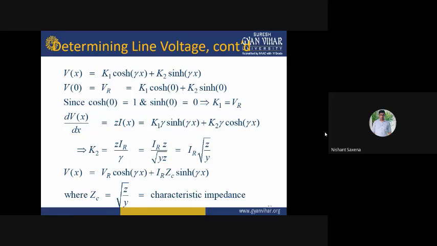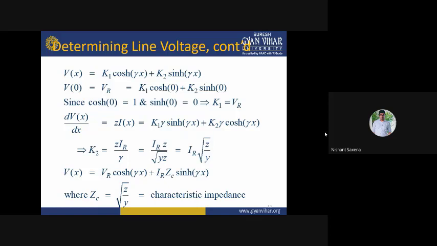Therefore, Vx will be equal to K1 cos hyperbolic gamma x plus K2 sine hyperbolic gamma x. When we substitute x equal to 0, we get Vr equal to K1 cos hyperbolic 0 plus K2 sine hyperbolic 0. Since cos hyperbolic 0 is equal to 1 and sine hyperbolic 0 is 0, we get Vr equal to K1.